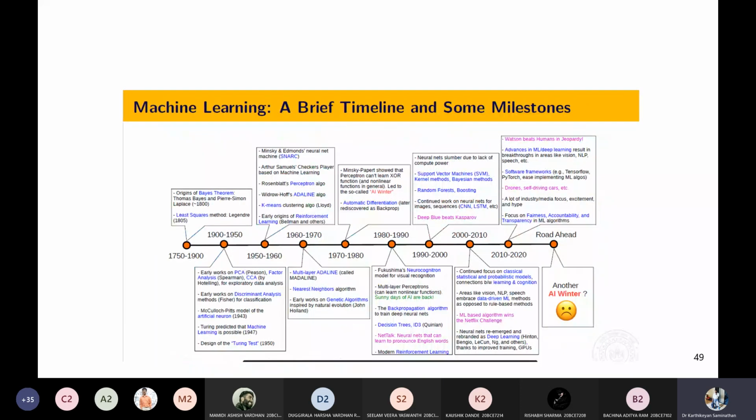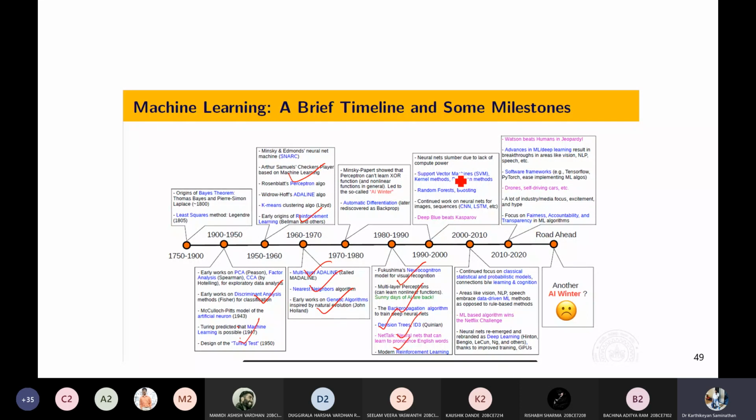These are the different machine learning milestones, which started in the year 1750, now 2022. Bayes theorem, least squares, Lagrange theorem, etc. Then 1950 to 60, all the basic machine learning algorithms were introduced. Reinforcement learning was introduced. Then discriminant analysis, Turing tests started. Then 70s to 80s, K-nearest, clustering, genetic algorithm, heuristic and meta-heuristic approaches started. Then 80s to 90s, neurocognition, back propagation, decision tree, neural networks, reinforcement started.